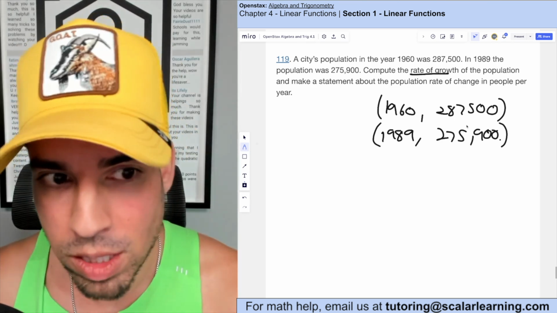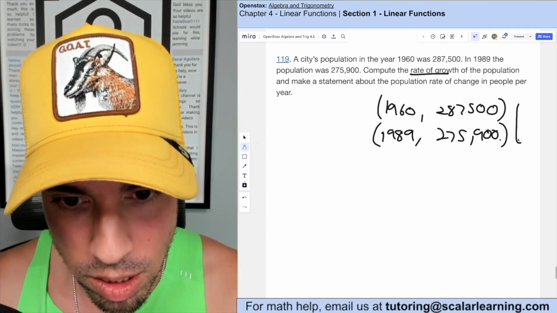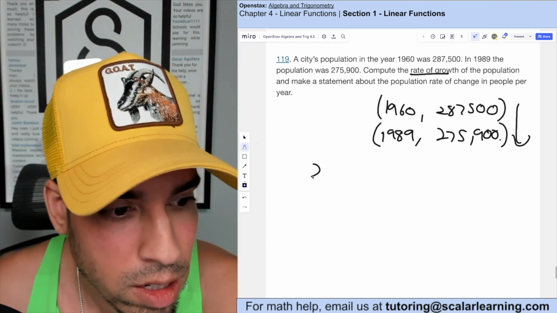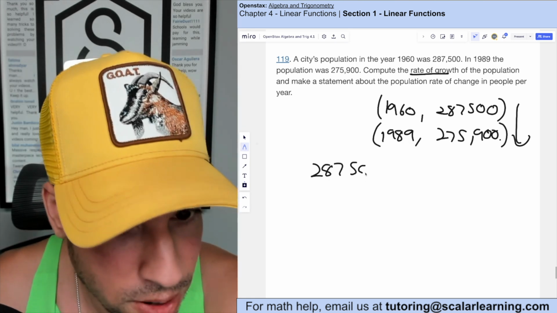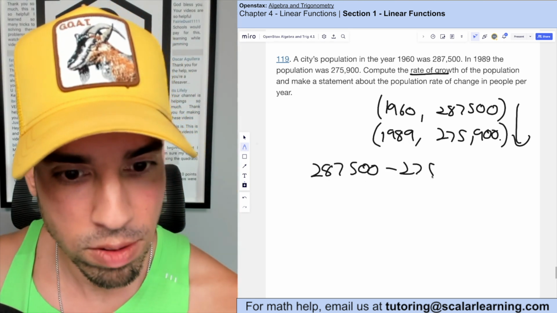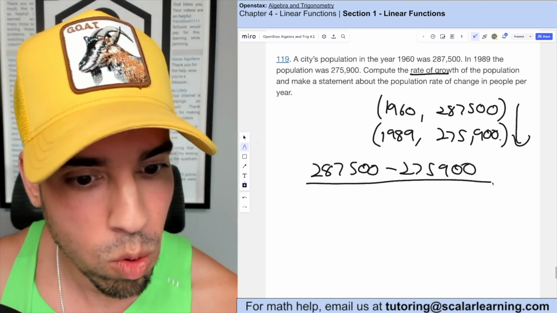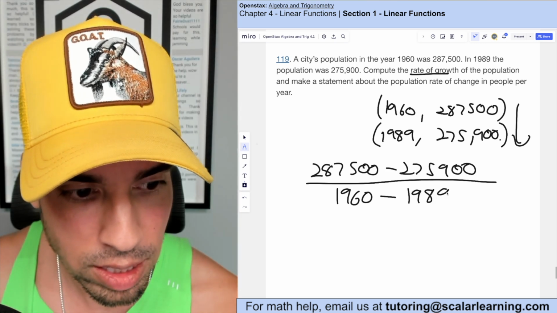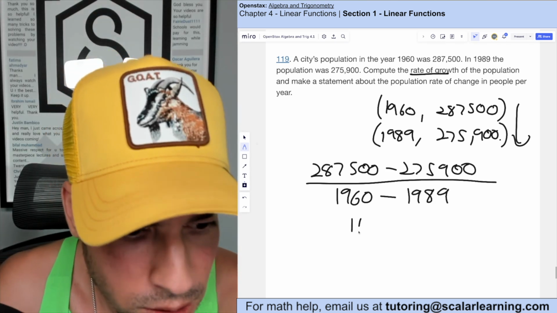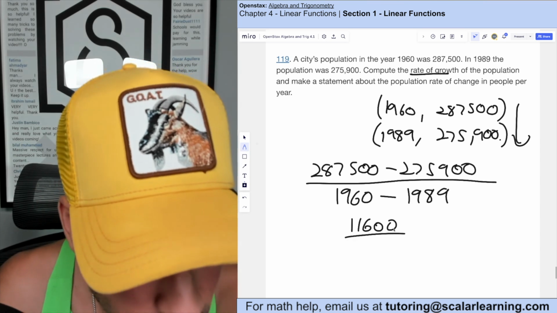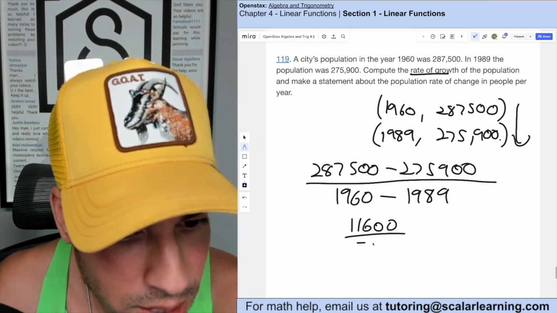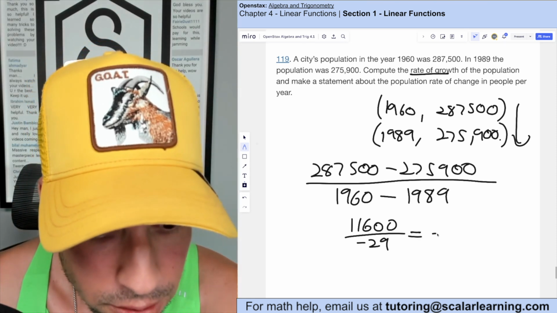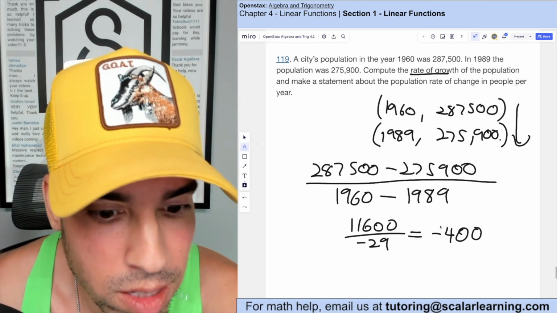So now that I've got this written into nice coordinate format, I'm going to do my normal thing. I'm going to subtract down, calculate my slope, aka rate of change. So we've got the difference of the y's, 287,500 minus 275,900 over 1960 minus 1989. So on top, we've got positive 11,600. On the bottom, we have negative 29. When you divide these two, believe it or not, it goes in exactly 400 times. So my slope is negative 400.